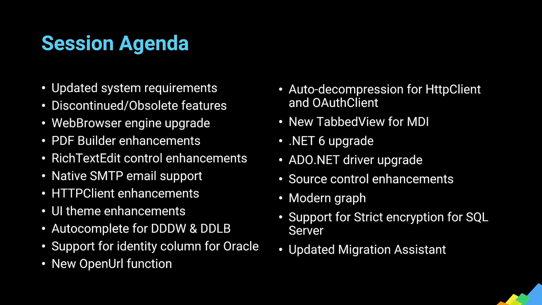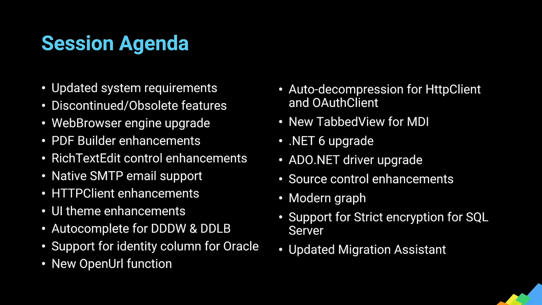We're going to talk about modifications to the HTTP client, some changes in UI theme, a new feature called autocomplete for the drop-down data window and drop-down list boxes. We're going to talk about support now for the identity column in Oracle, similar to what's available in SQL Server and SQL Anywhere. We're going to talk about a new open URL function that replaces one function that was lost when the INET object became obsolete. We're going to talk about auto compression for the HTTP client and OAuth client.